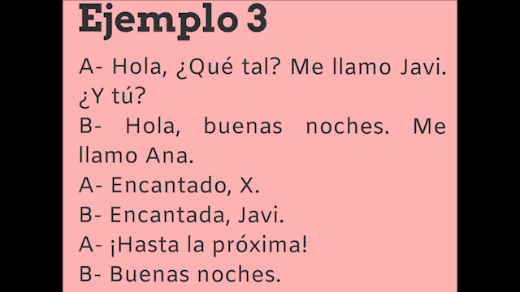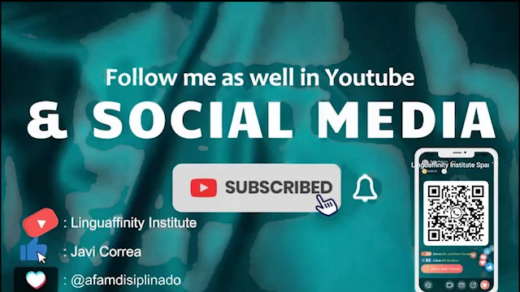Now, Javi responds with, "Encantado, Ana." Using the name again. Yes. Reinforcing that connection. And he uses "encantado" because he is a man. Yes. And then Ana closes the introduction with "Encantada, Javi." Feminine form because she's a woman. And of course saying his name again. Yeah. Wow, that was such a smooth exchange.